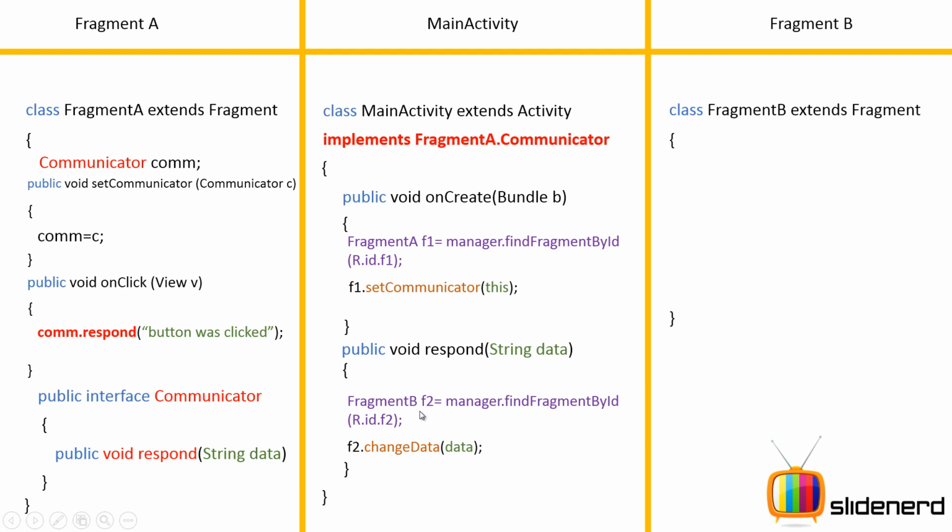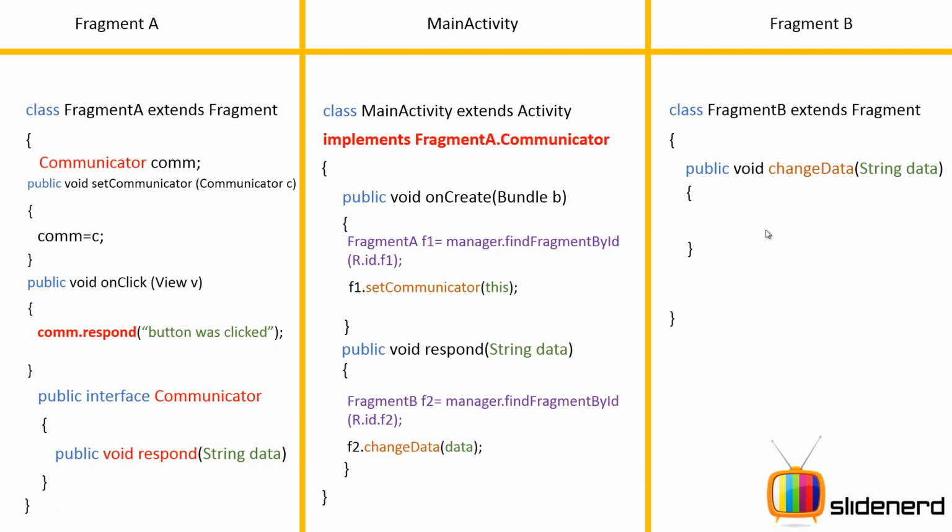Here we find the second fragment f2. Then we simply change the data by saying f2.changeData. Now what is this changeData? Nothing great, just another method here inside fragment B that is responsible for changing something inside fragment B. Like you may be changing the text of a text view, or you may be changing the contents of a list view or something like that.